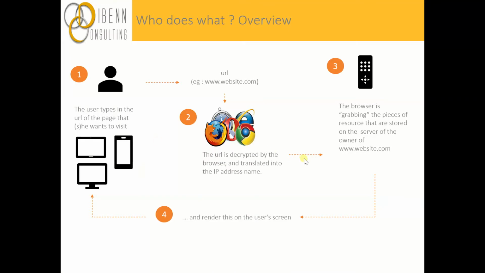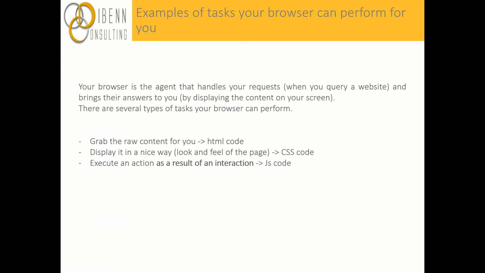When the servers have been queried and allow your browser to access the resources, your browser is able to compile them before rendering them on your screen. What you should retain from this slide is that your browser grabs and brings to you the content you request, more or less like a waiter would do in a restaurant when you order a meal. So your browser is actually working really hard for you to be able to consult whatever content you want to do on the internet. Let's go through some examples of tasks your browser can perform for you.